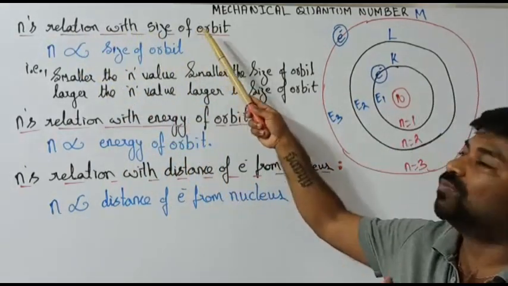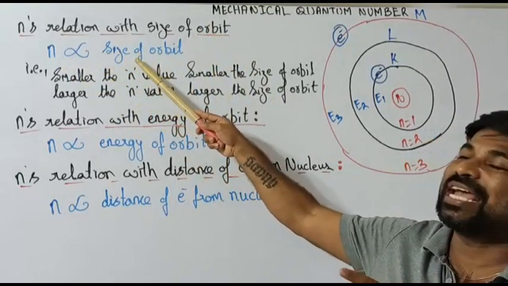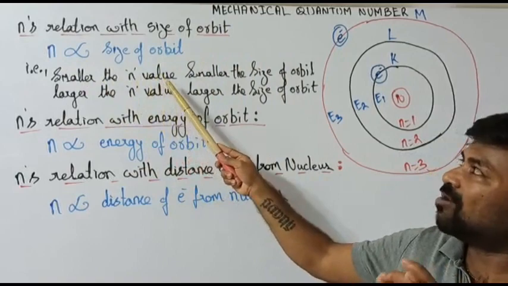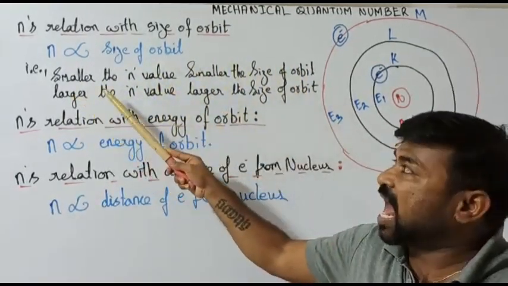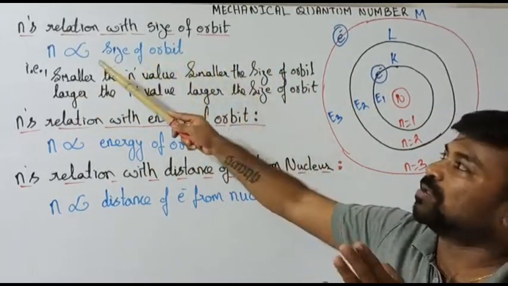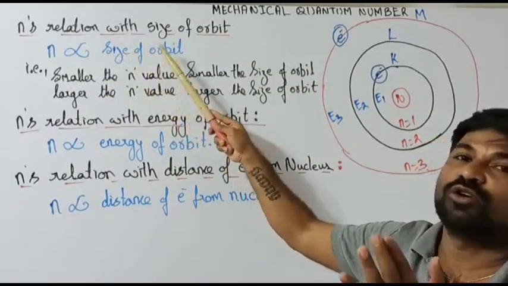Right, n's relation with the size of the orbit. N is directly proportional to the size of the orbit. Means the smaller the n value, the smaller the size of the orbit. In the same way, the larger the n value, the larger the size of the orbit. That's what we mean. Principal quantum number is directly proportional to the size of the orbit.